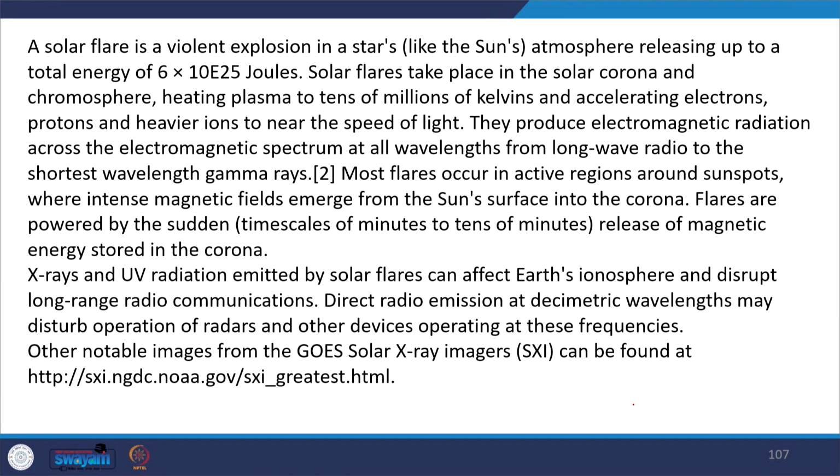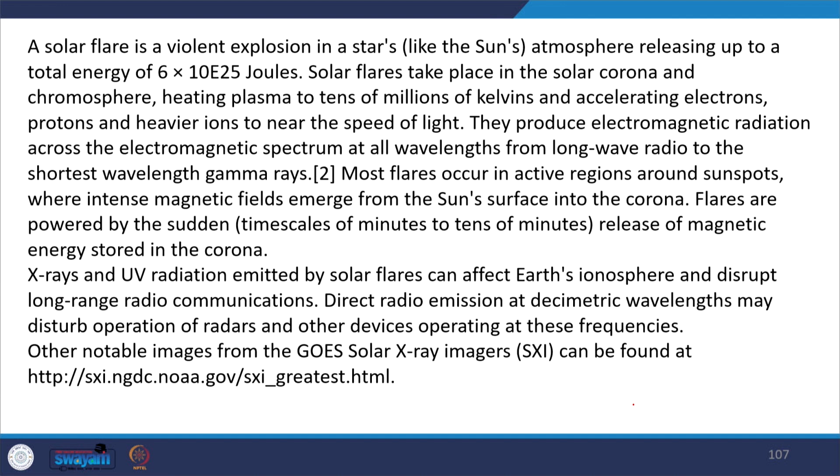Okay, so a solar flare is a violent explosion in a star's atmosphere, releasing up to a total energy of 6 × 10^25 joules. Solar flares take place in the solar corona and chromosphere, heating plasma to tens of millions of Kelvin and accelerating electrons, protons, and heavier ions to near the speed of light. They produce electromagnetic radiation across the electromagnetic spectrum at all wavelengths, from long-wave radio to the shortest wavelengths, for example, gamma radiation.